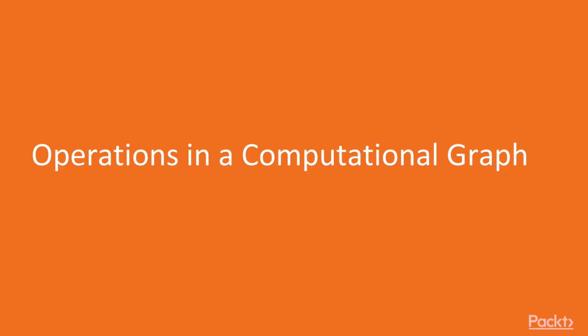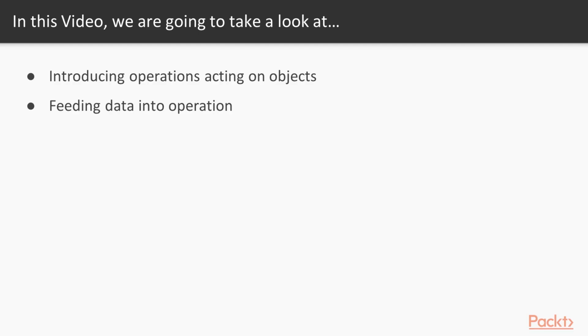Now we move on to the first video of the section that deals with operations in the computational graph. In this video, we are going to introduce operations that act on objects, which can be added to our computational graph. And then we'll feed data into an operation to print the output.